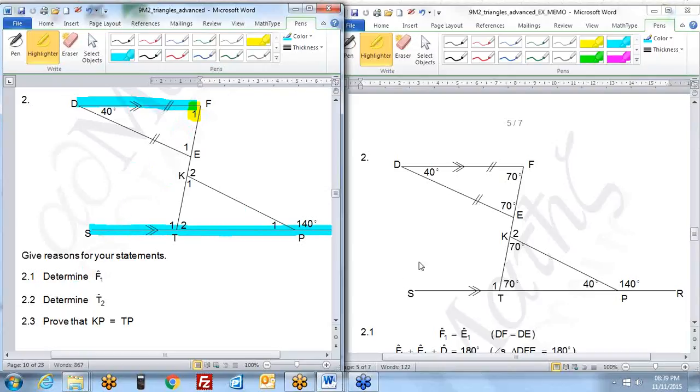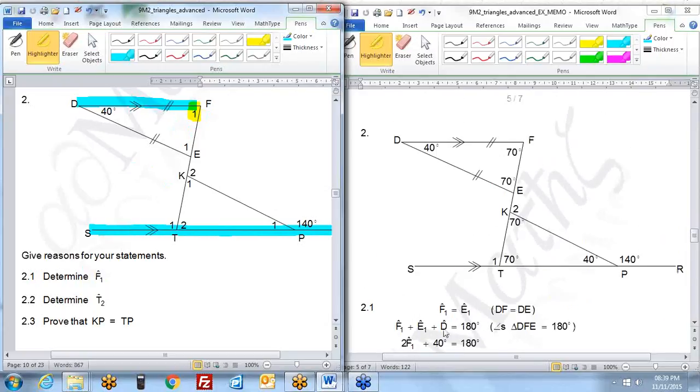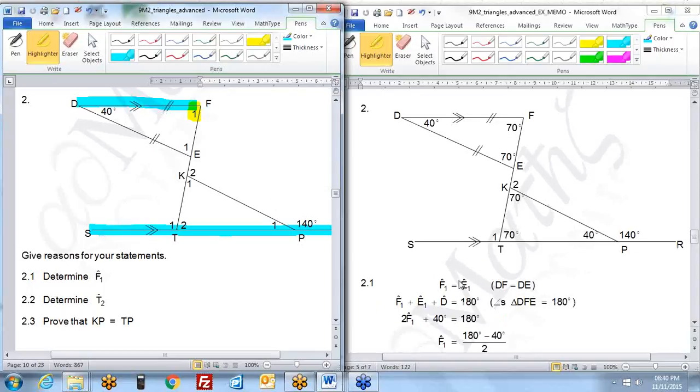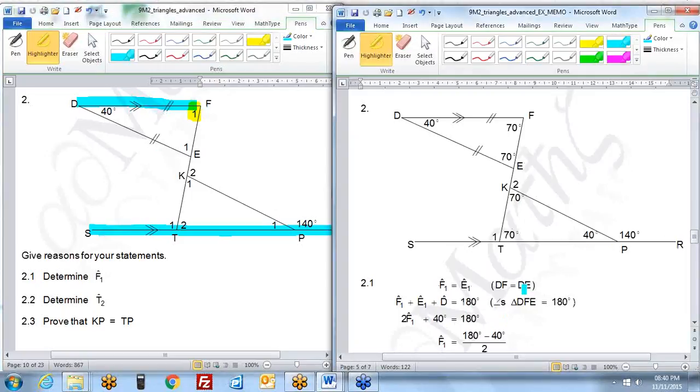So the size of angle F1, you will say angle F1 equals angle E1 because DF is equal to DE. So remember the two lines there. DE, the side over here, is equal to DF, and the angles opposite these two sides will be F1 and E1. So therefore we say angle F1 equals angle E1, and our reason.